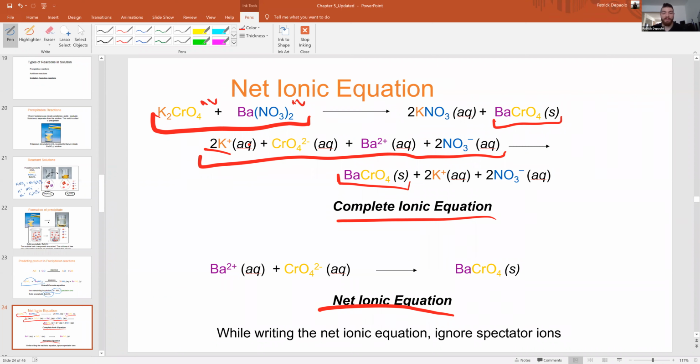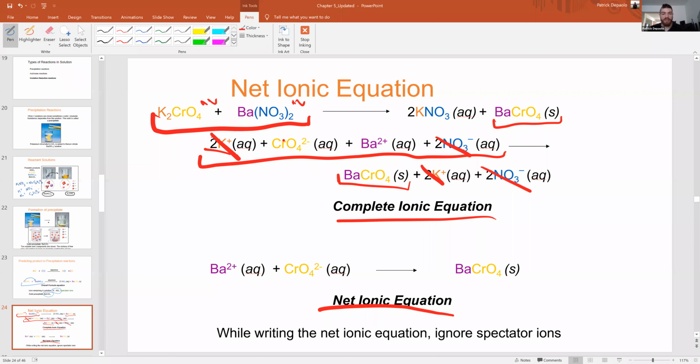And what we're crossing out is what we call our spectator ions, the ions that are in the solution but do not directly contribute to the precipitate compound. So let's do that. 2K plus, it's on the left, it's on the right. CrO4 2 minus, it's on the left, it's not on the right, so we leave it. Barium, same thing. It's in the compound on the right, but it's not by itself. 2NO3 minus, from the left, from the right.